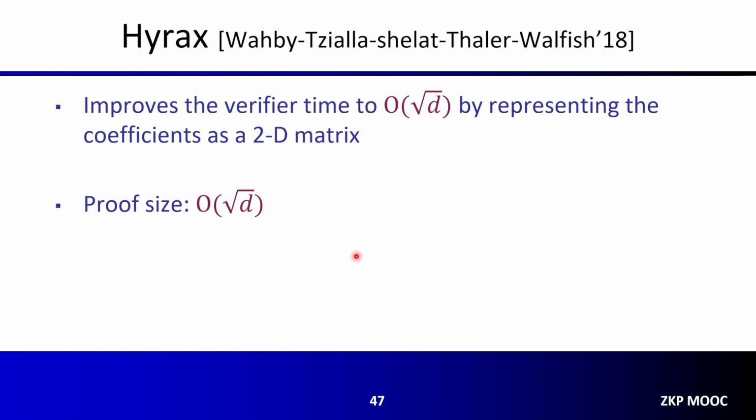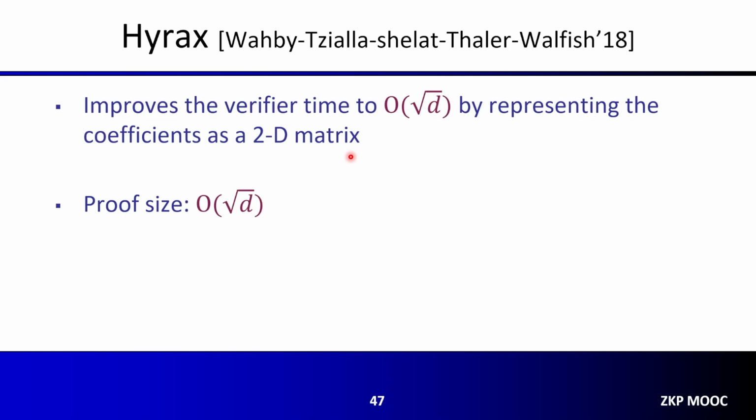The first scheme I want to mention is Hyrax, proposed by Wahby et al. in 2018. In this paper, they propose another polynomial commitment scheme that improves the verifier time from linear to only square root d. The key idea is to represent the coefficients of this polynomial as a 2D matrix. Then you can commit to this matrix row-wise and then do a reduction column-wise to get the final answer of the polynomial evaluation.